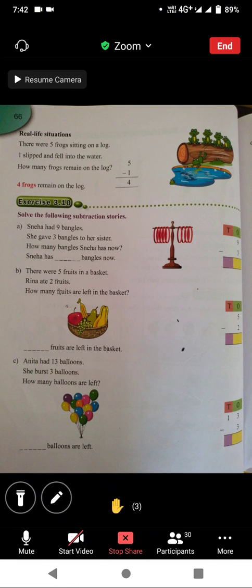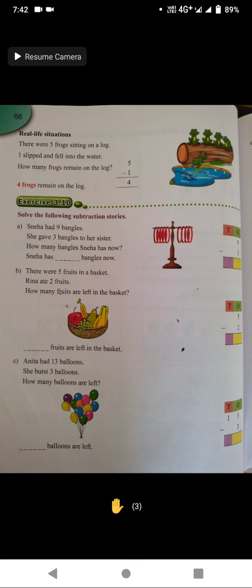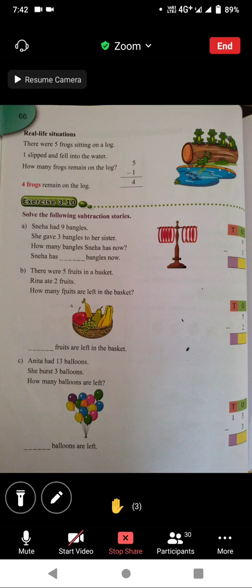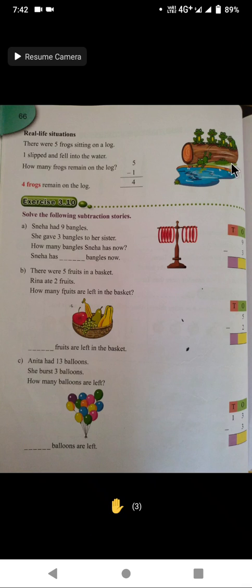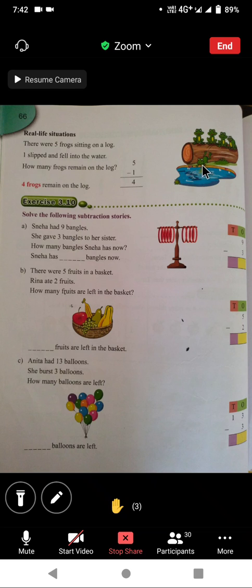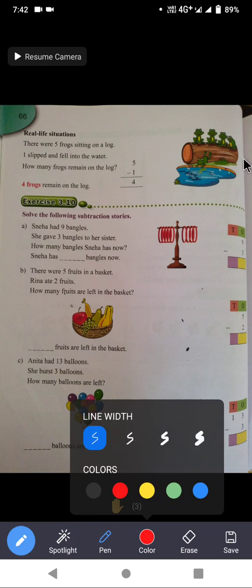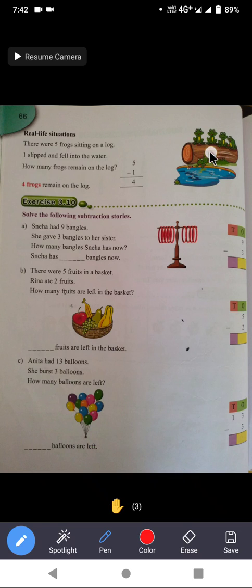So let's see this example, student. One example is given here. These word problems are based on real life situations. Okay, so there were 5 frogs sitting on a log. So this is the log. And how many frogs are sitting on this log? 5 frogs. 1 2 3 4 5, and one slipped and fell into the river. So this one frog slipped and fell into the river, this one.